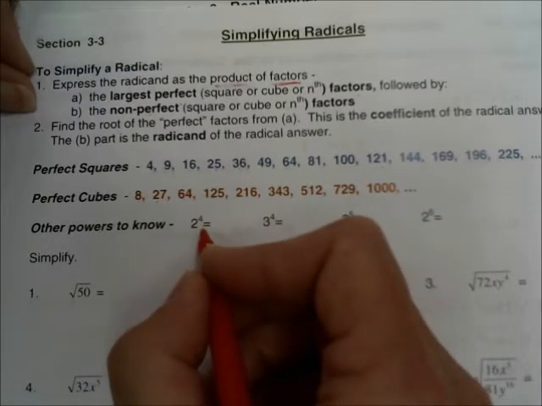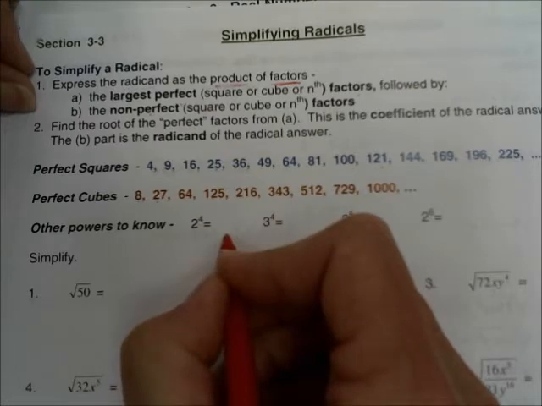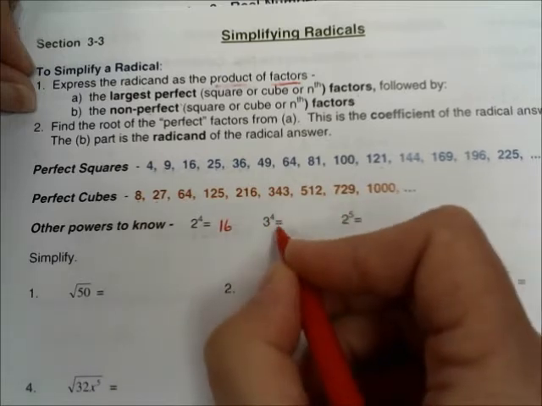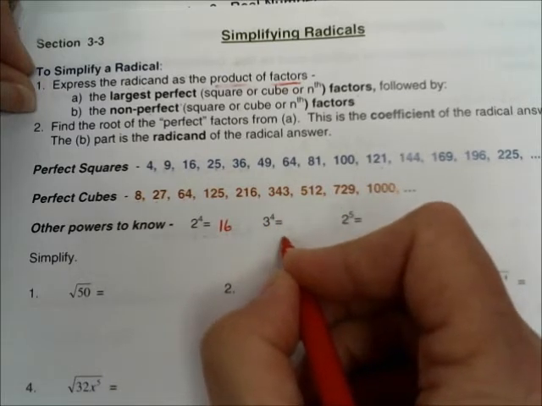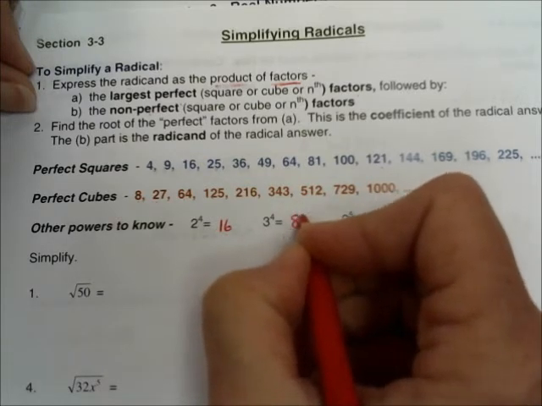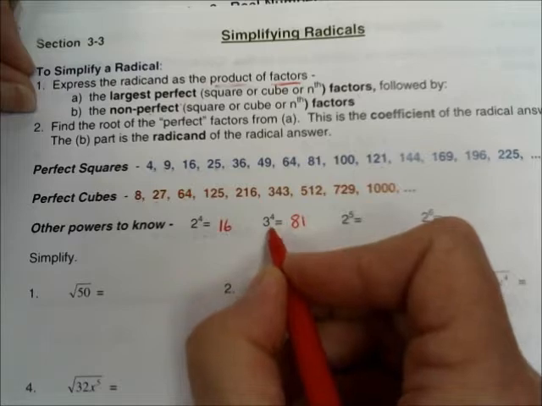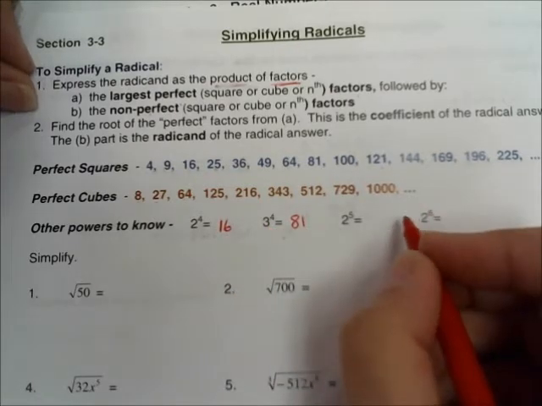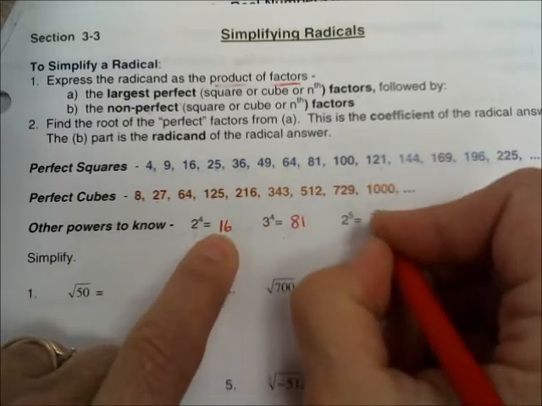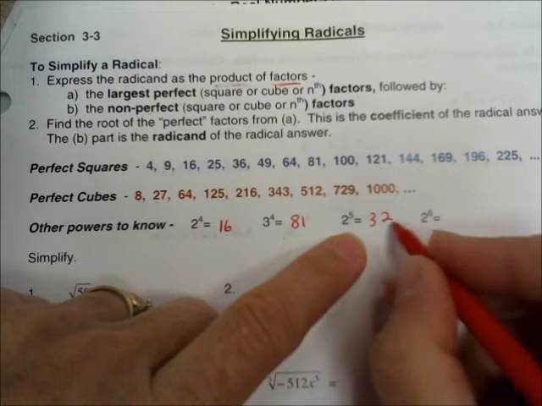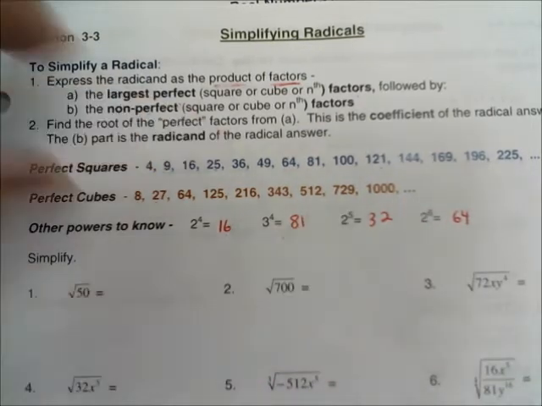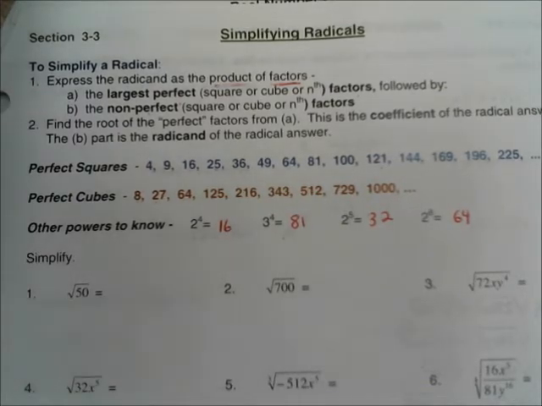And then other powers you should know. You should know 2 to the 4th. Remember, 2 times 2 times 2 times 2. So you have 2, 4, 8, 16. 2 to the 4th is 16. 3 to the 4th: 3 times 3 is 9, times 3 is 27, times 3 is 81. So 3 to the 4th is really 3 squared times 3 squared, which is 9 times 9, which is 81. And if 2 to the 4th is 16, 2 to the 5th is just 2 times 16, which is 32. And 2 to the 6th is 32 times 2, which is 64. So those are some other numbers that you should be recognizing as perfects.